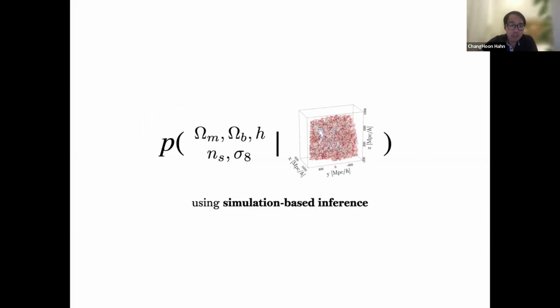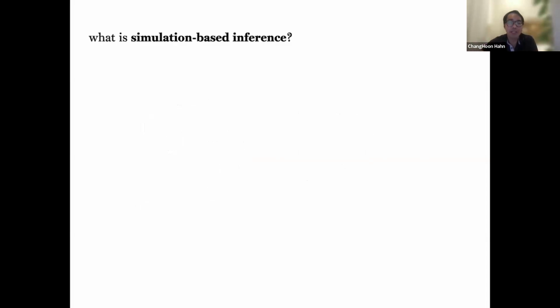So briefly, to give a primer on what simulation-based inference is, it's a way of doing Bayesian inference where the only assumption we make is that we have some stochastic forward model or simulator that takes in some input parameters, in our case, the lambda CDM parameters, and is able to produce the observable that we're interested in.